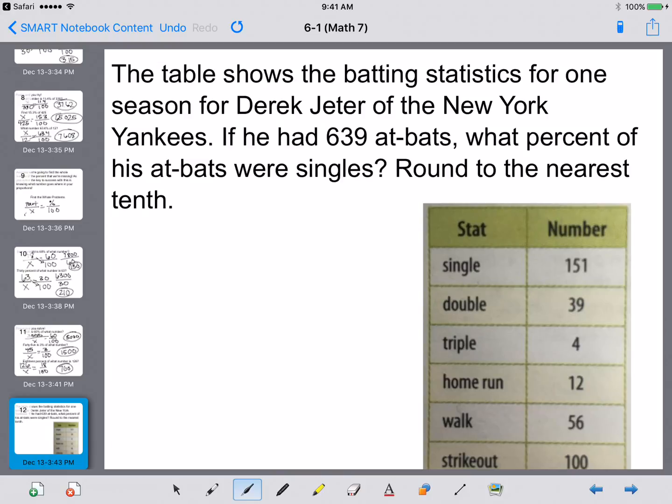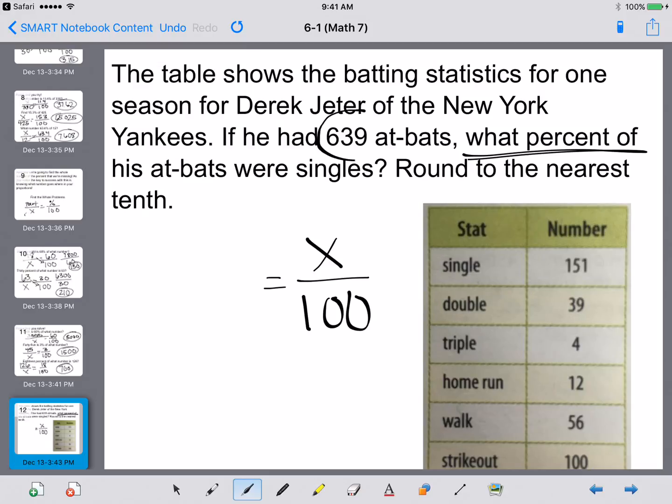So here it says the table shows the batting statistics for one season for Derek Jeter of the New York Yankees. If he had 639 at-bats, what percent of his at-bats were singles? Round to the nearest tenth. So we're looking for the percent here. We don't know what this number is. We want to know what percent. It's of his at-bats. So here it says he had 639 at-bats.